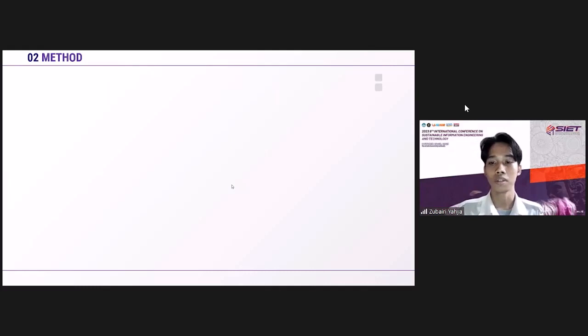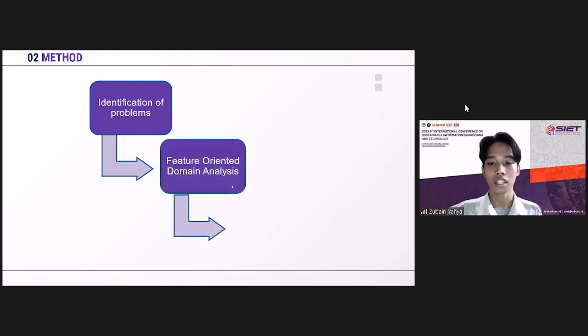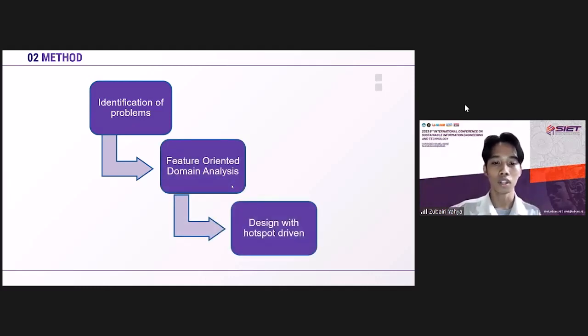Now let's jump into the methodologies of our research. The first phase is identification of problems. Next is feature-oriented domain analysis. And the last is design with hotspot-driven approach. We begin by identifying core issues in telehealth through an in-depth literature review. This groundwork provides crucial insight for our subsequent steps.